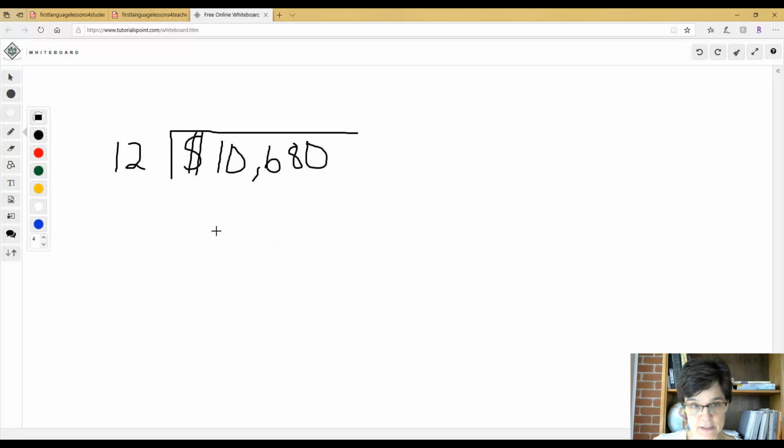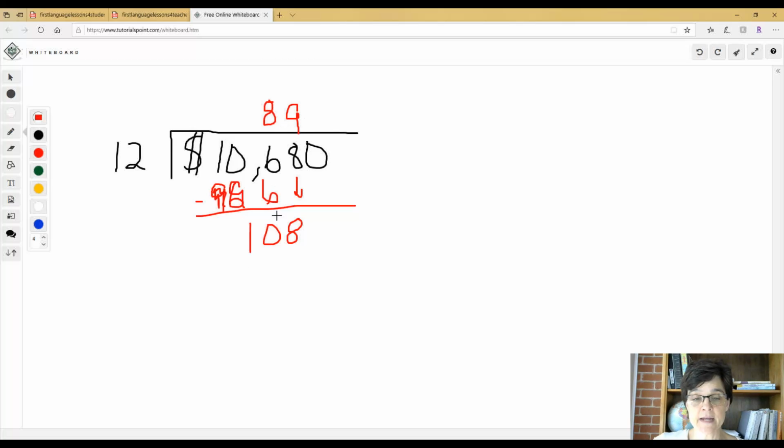So let's do this problem. 12 does not go into 10, but it goes into 106. I would say 8 times, because 9 times would be 108, so I have to be under that. So 8 and 2, that's 16. So this would be 96. 12 times 8 is 96. 106 minus 96 gives you 10. Bring down your 8. Here we have 108. 12 into 108. We already know what that is. It's going to be 9.